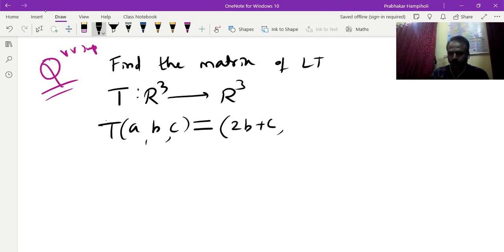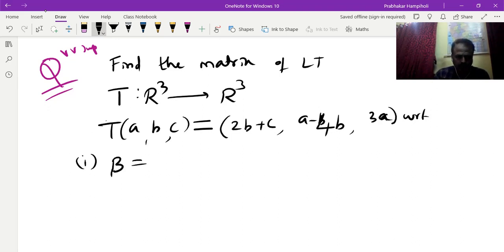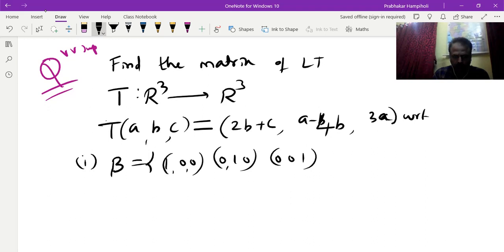That means the A component is 0, then A minus 4B, and 3A. Now what is important is that we work with respect to two different bases. First one, with respect to the first one, is the base beta equal to the standard basis: 1 0 0, 0 1 0, 0 0 1. So we don't call them points, we call them vectors. Any element belonging to a vector space becomes a vector. The name is vector, but they do not look like vectors. You can call them i, j, k vectors also in terms of vector algebra language.